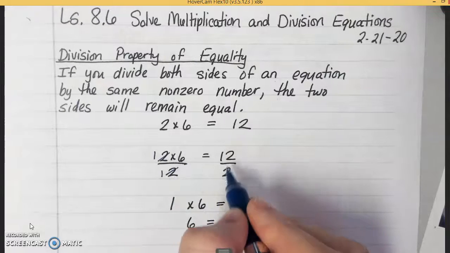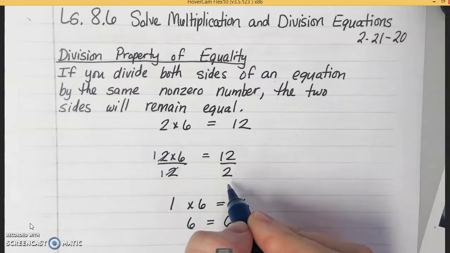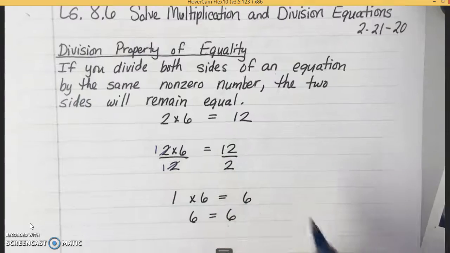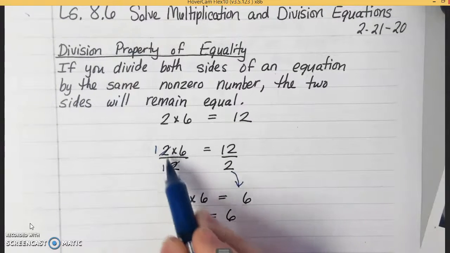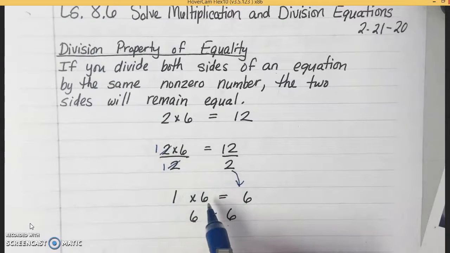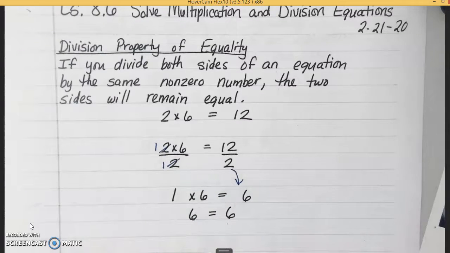So those would cancel out, and what would happen here? What's 12 divided by 2? I just said it. 6, right? And then down here, notice since those 2's canceled out, I have 1 times 6 over 1. 1 times 6 is 6, and 6 equals 6. So that's using our division property of equality. Any questions there?